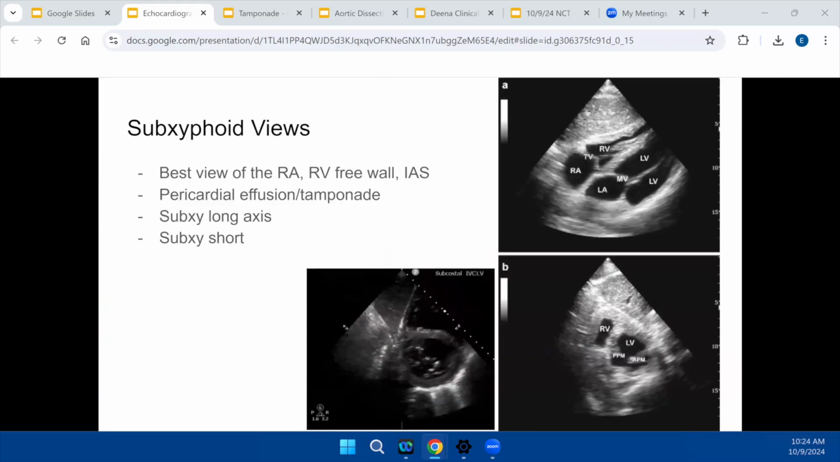Subcostal views. Best place to look at the RA, RV free wall, very sensitive for pericardial effusions. Best place to look at the interatrial septum. So if you see a giant hole there, put a little color flow on it, see if there's any sort of jet going across the atrial septum.